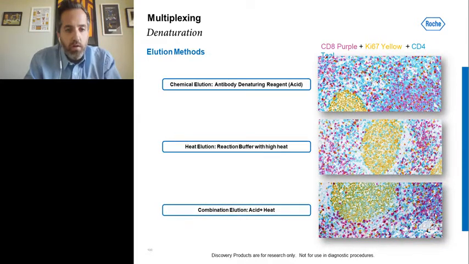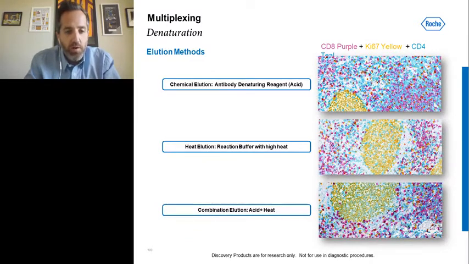So with the denaturing or elution methods that we can offer, as I mentioned before, we tend to recommend the use of a high heat and a low pH buffer to perform this type of denaturation. But you can do this in different ways. So we have a chemical elution using the antibody denaturing reagent, which is a very acidic solution, which is pretty useful for when you're using maybe a low order multiplex. But by applying acid continually to a high order multiplex, this can start to interfere with morphology across the tissue.